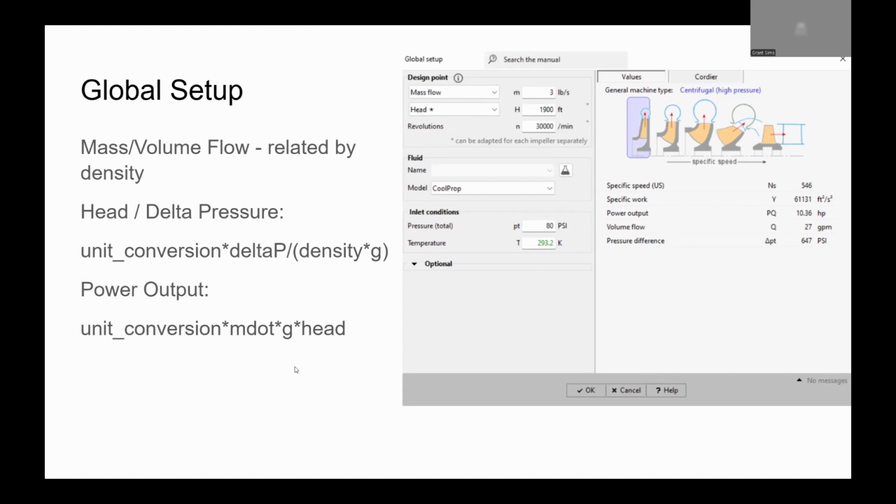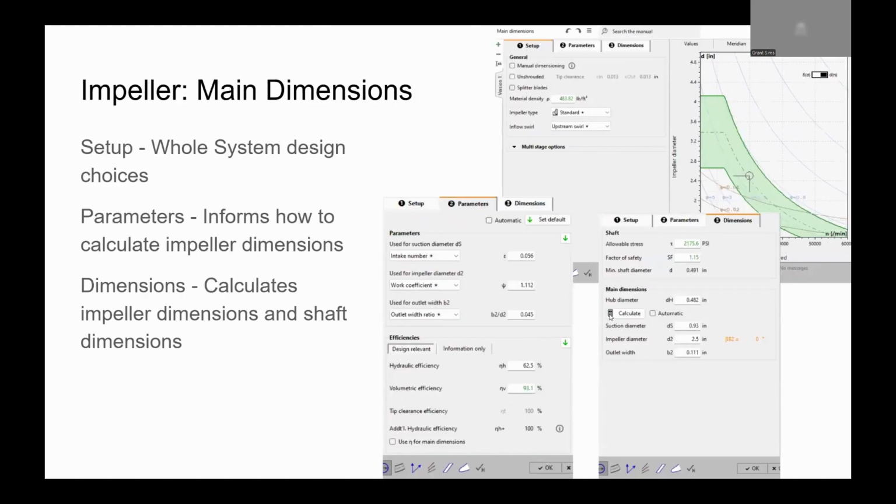Are there any questions about global setup? Anything? All right, then we can go on to main dimensions.